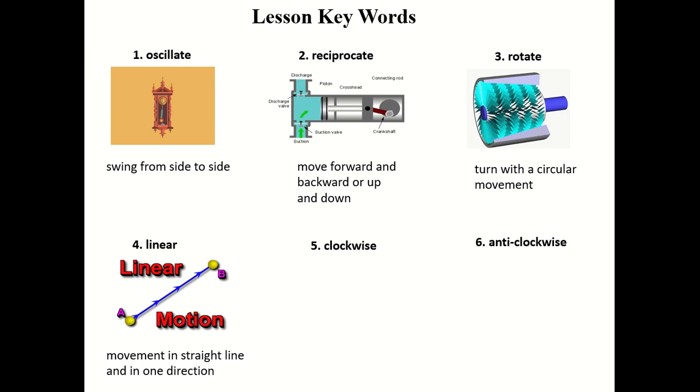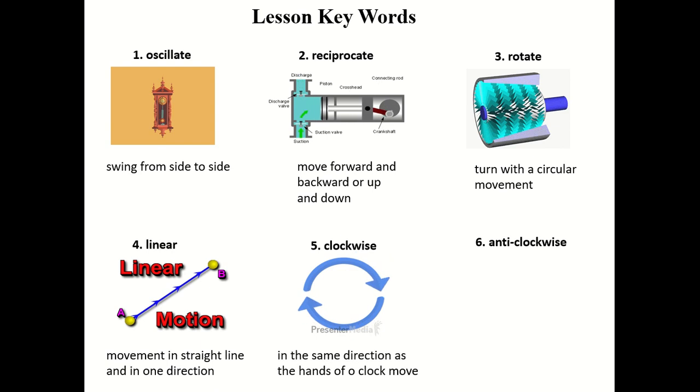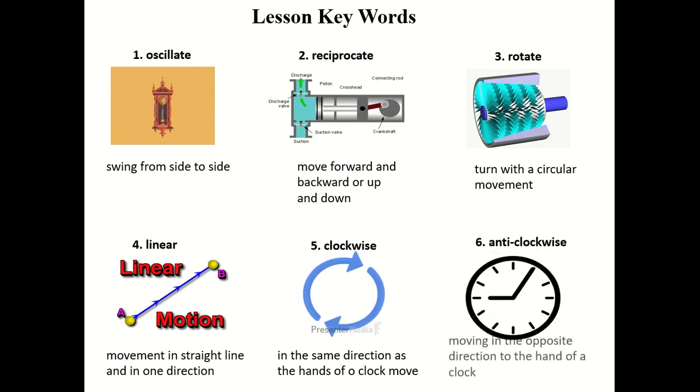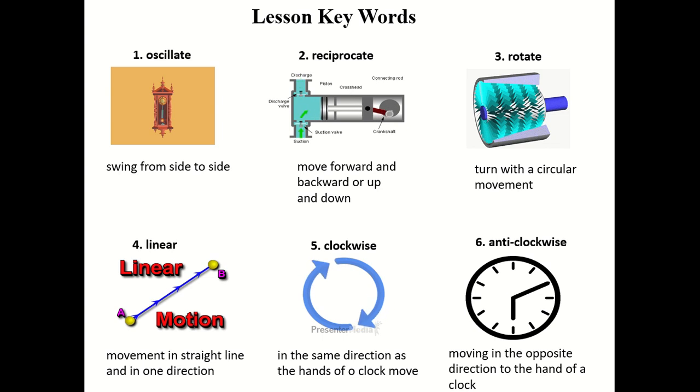Clockwise, from the word clock. It is a movement in the same direction as the hands of a clock. And number six, anti-clockwise, is the opposite of clockwise. In other words, it is a movement in the opposite direction to the hands of a clock.